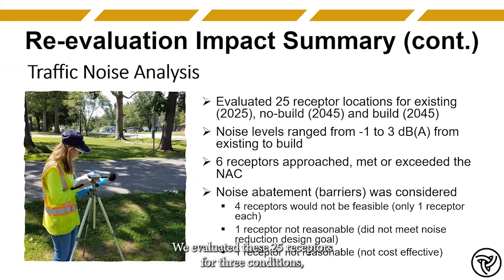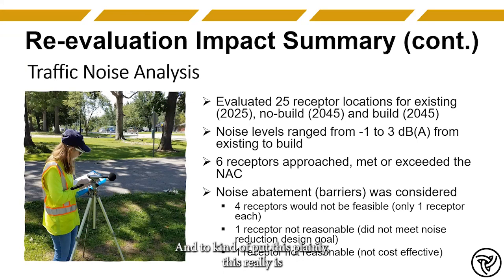We evaluated these 25 receptors for 3 conditions, and this might sound a little bit complicated. It does get into some specifics, so I've tried to summarize as plainly as I can. We evaluated them for the existing noise condition, basically what the noise level is now in 2025. That was the year we started for existing, and then 20 years down the road, what would the noise levels be without building any new roadway, and what would the noise conditions be with the preferred alternative in 2045. So we modeled these conditions using FHWA's traffic noise model, and the results of that model showed noise levels ranging from either a decrease of 1 decibel to an increase of 3 decibels from the existing condition to the build condition.